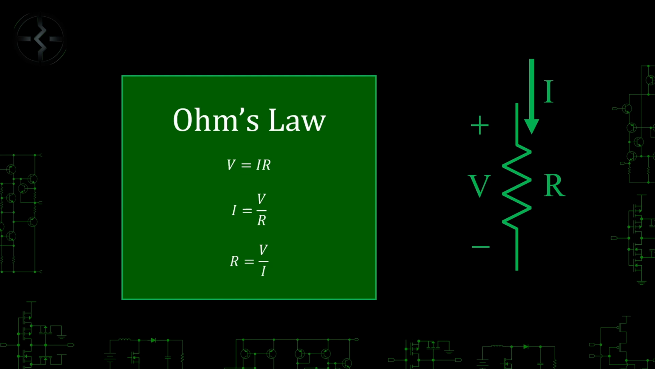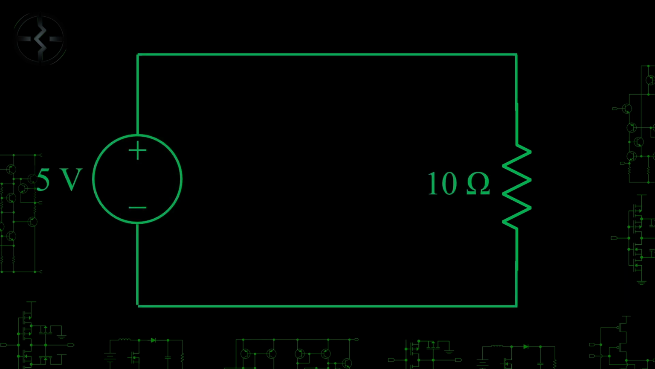This last form is the one we will use to calculate our desired resistor value for our LED circuit. To show an example, if 5 volts is applied to a 10 ohm resistor, then we can calculate the current in the circuit with Ohm's law. Using the second form of I equals V over R, we quickly get that the current is half an amp.